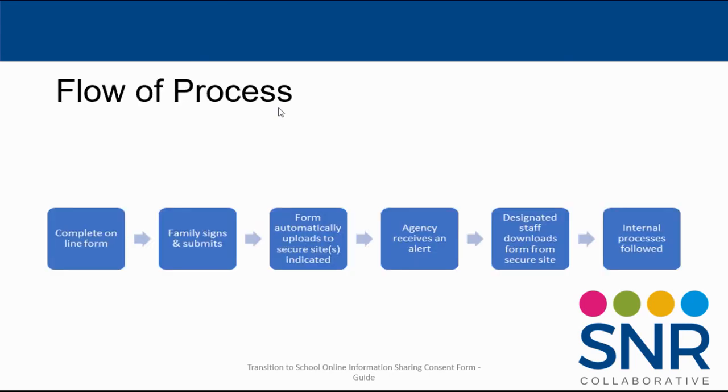The flow of process. Complete an online form. Send it to the family. The family will then sign and submit. The form will then automatically upload to the secure site as indicated. That can be a school board, the LIN, Kidsability, wherever you have indicated. The school or agency will receive an alert through an email. Then the designated staff will download the form from that secure site and then follow their internal processes.